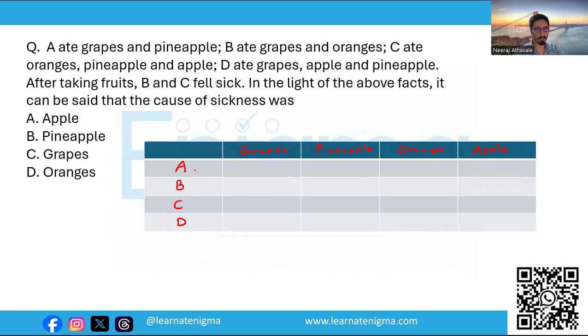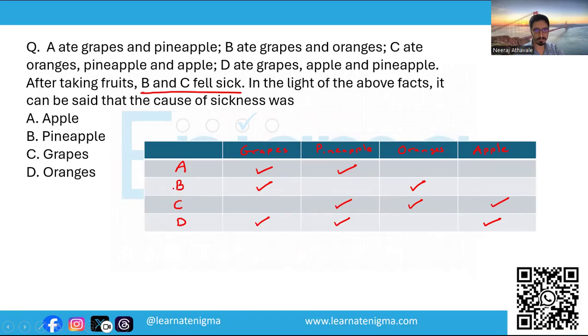Okay, so A ate grapes and pineapple. B ate grapes and oranges. C ate oranges, pineapple, and apple. D ate grapes, apple, and pineapple. Okay. Now B and C fell sick.